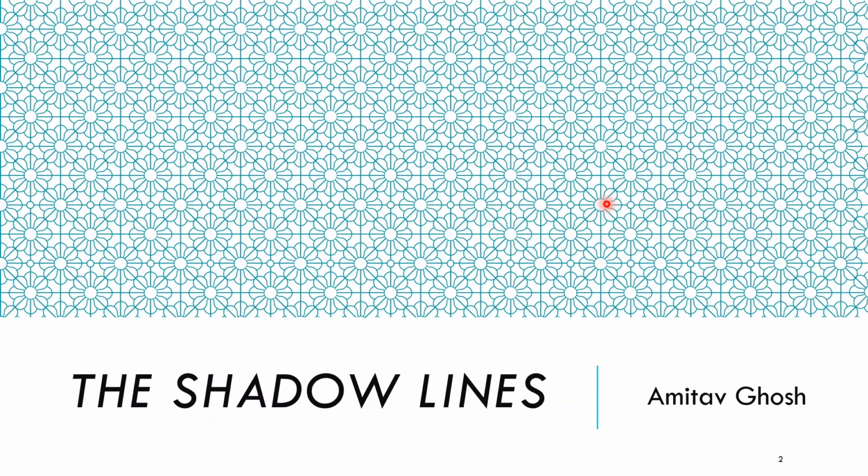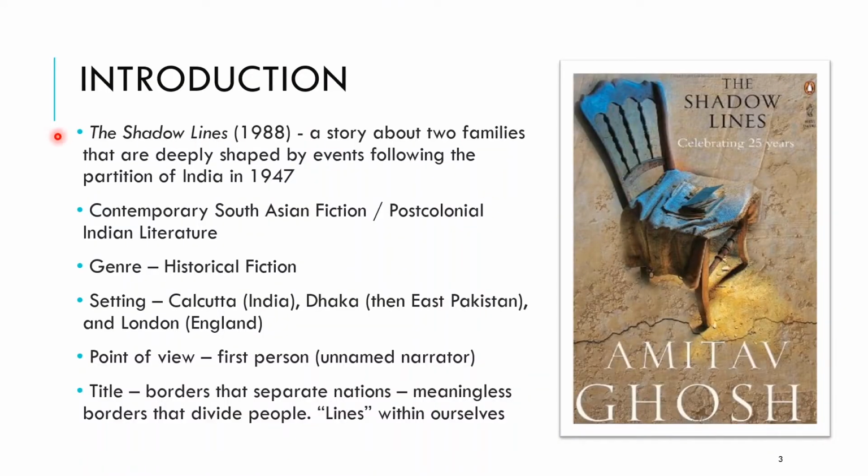So today we will have an introductory look at The Shadow Lines, which is a novel written by Amitav Ghosh. The Shadow Lines was published in 1988 and it's a story about two families across three generations. The events that take place in the novel are shaped by history. Now, history is not directly there, but it's always in the background. We can see partition, we can see World War II.